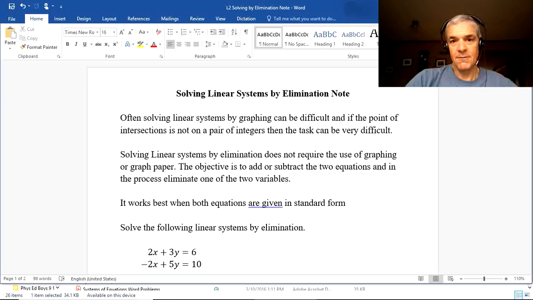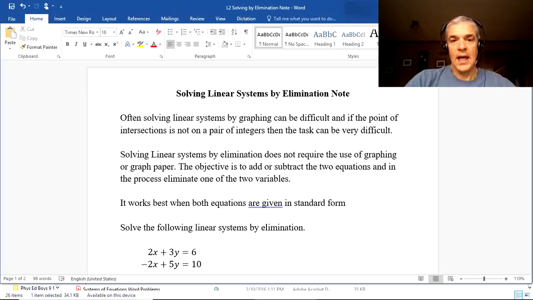And so this is the first method. The other method will do the same thing. This one is called elimination, and we don't need to use graph paper. What we're going to do is add or subtract the two equations to eliminate one of the variables, hence the term elimination. So we're going to add or subtract the two equations to get rid of it.